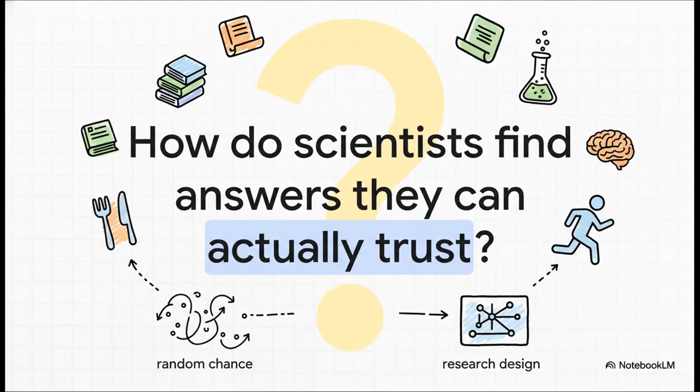I mean, it's a huge question, isn't it? We are just flooded with information all the time. Studies telling us what to eat, how to work out, even how to think. So, how do researchers build a study in a way that the answers they get are real and not just some random fluke? That is the exact problem a research design is meant to solve.